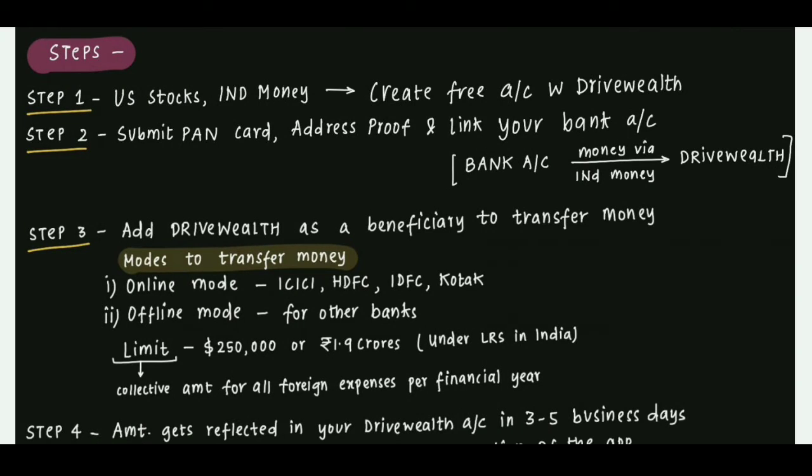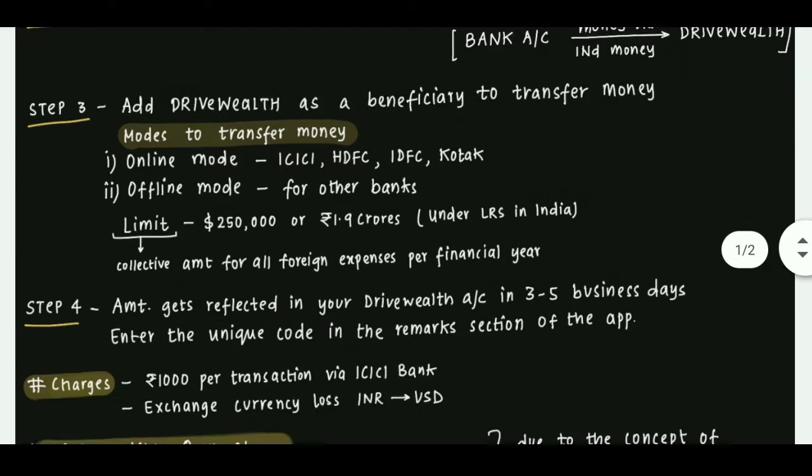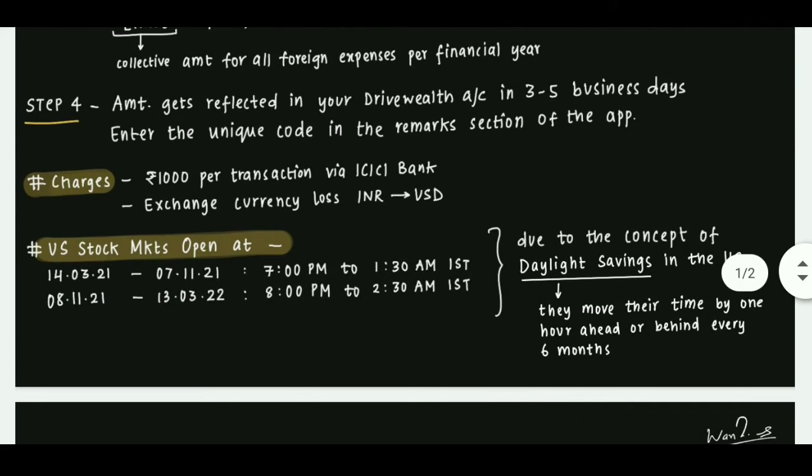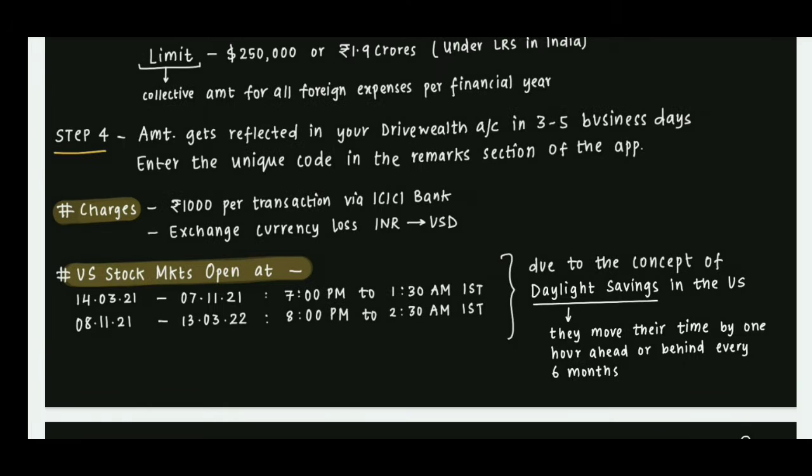After creating the account successfully, you need to transfer money, and there are two modes of transferring money. First is online mode and second is offline mode. You can choose online mode only if you have an account in ICICI, HDFC, IDFC or Kotak Bank. For all other banks, you need to choose offline mode, and for this you need to go to your bank branch for transferring money. Now step 4 is the amount gets reflected in your Drive Wealth account in 3 to 5 business days.